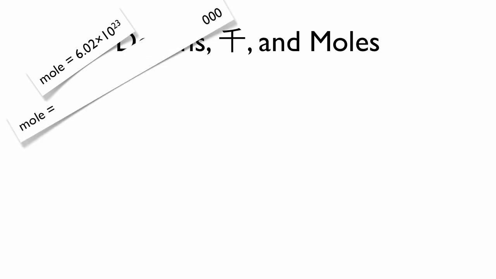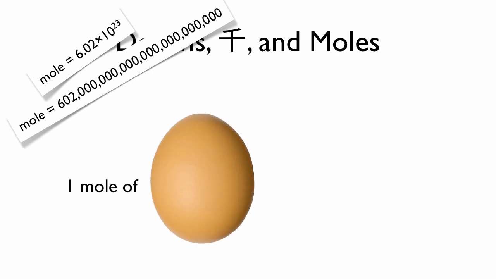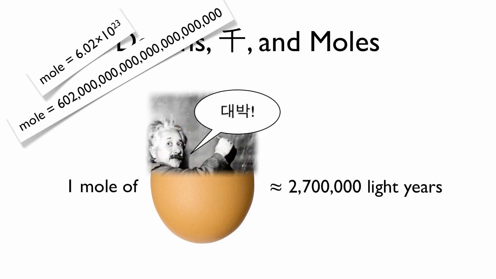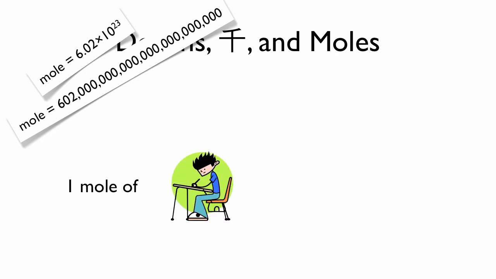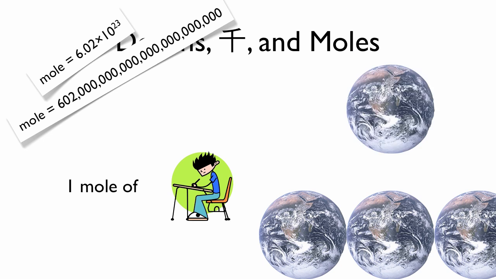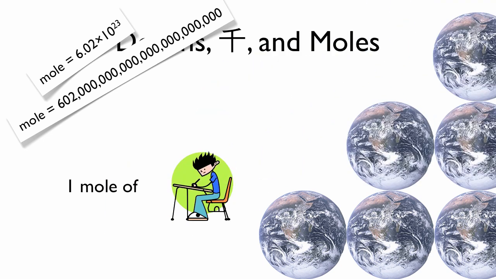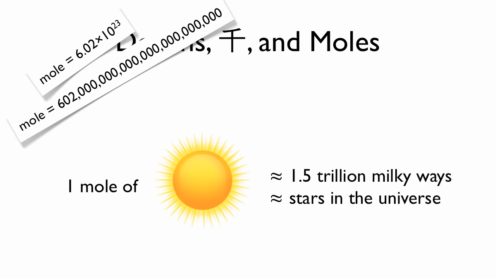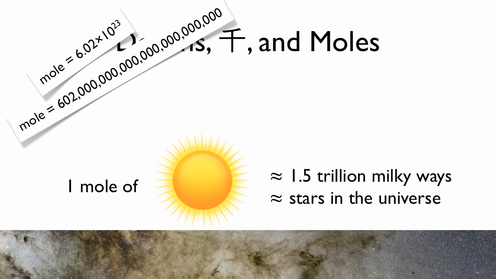A mole is a big number: 1,000 million billion trillion quadrillion quintillion sextillion, 602 sextillion. That's enormous. If we had a mole of eggs side to side, that'd be nearly 3 light years long. If we had a mole of students, that would weigh about as much as 7 planet Earths. If we had a mole of stars, we'd have all the stars in the universe.